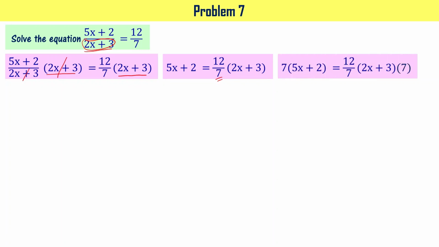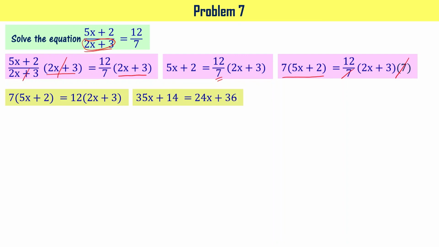When I multiply, it becomes 7 times (5x plus 2) on the left hand side and 12 by 7 times (2x plus 3) times 7 on the right hand side. Let me cancel this 7 and this 7. So now you have the equation as 7 times (5x plus 2) equal to 12 times (2x plus 3). You further simplify this. 7 times 5 is 35, that's why it is 35x, and 7 times 2 is 14. And 12 times 2 is 24x, and 12 times 3 is 36. Right? So this is the equation.